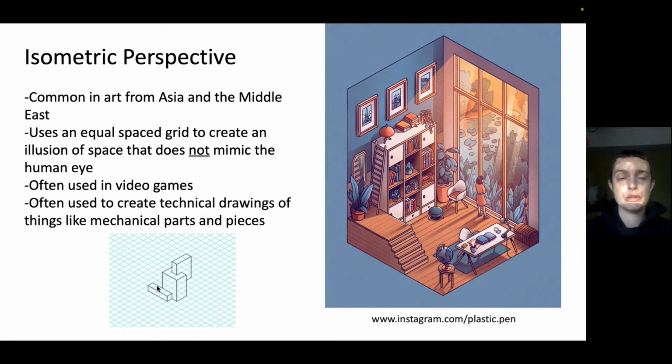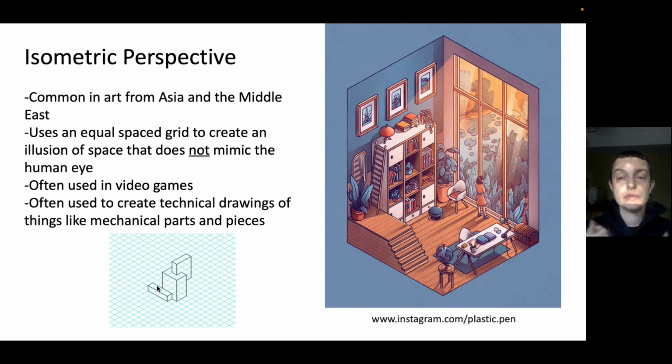Let's talk about what isometric perspective is. So isometric is just a word that means equal on all sides. And if you're working with isometric perspective, you're working on a grid that is equal. Isometric perspective does not recreate the illusion of our human eyes. Rather, it creates sort of a seen from above perspective, which is common in art from Asia and the Middle East. If you are familiar with Japanese woodblock prints, traditional ones, many of them use isometric perspective.